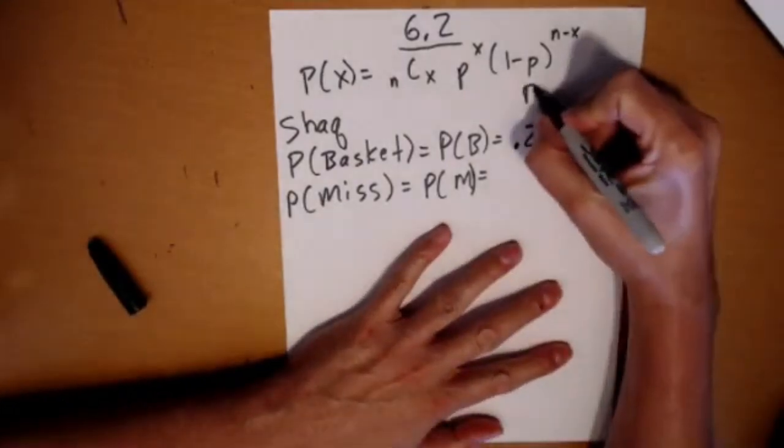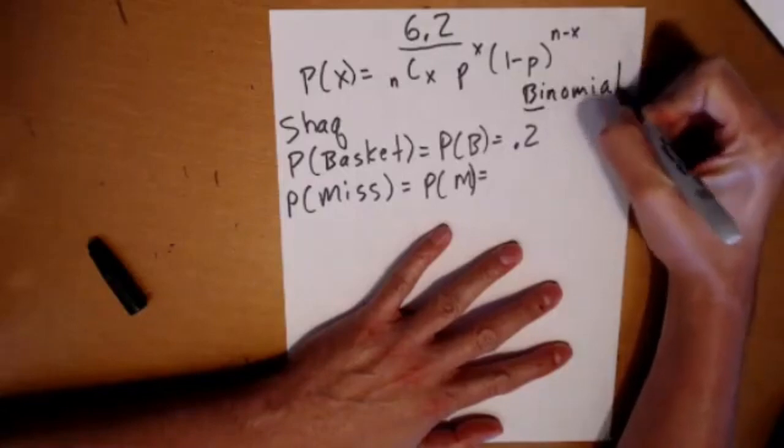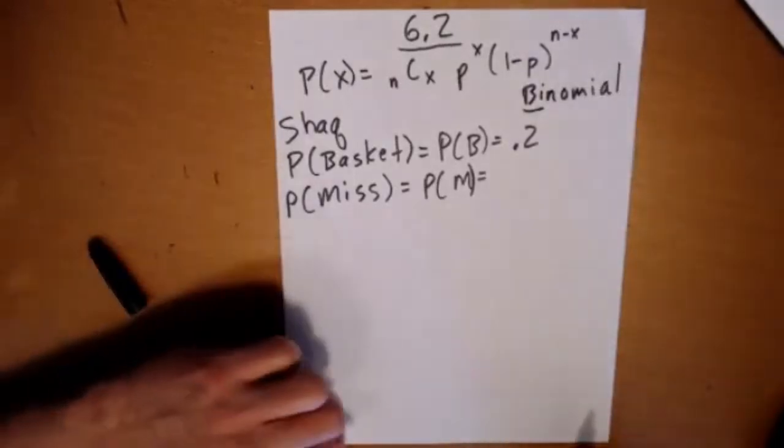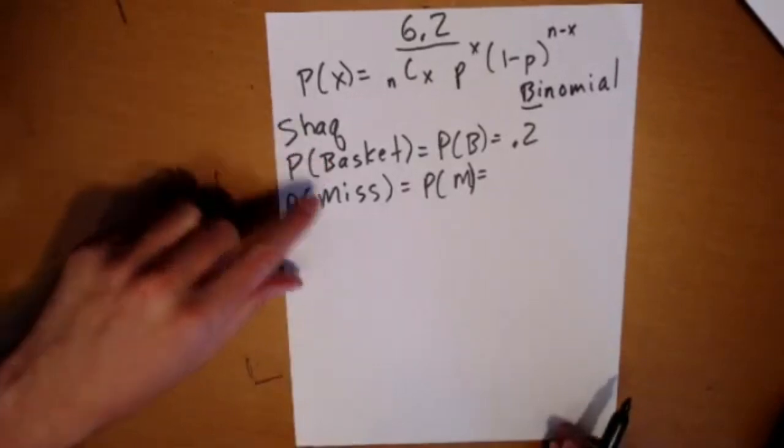So if there's only two possible outcomes, it's binomial. So some situations are binomial. There's only two possible outcomes. So in this one, it's binomial. Either you make a basket or you miss.